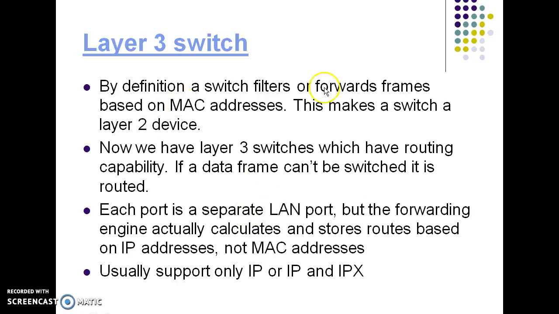Now layer 3 switches. By definition, a switch filters or forwards frames based on MAC addresses. This makes a switch a layer 2 device. Now we have layer 3 switches which have routing capability. If a data frame can't be switched, it is routed.